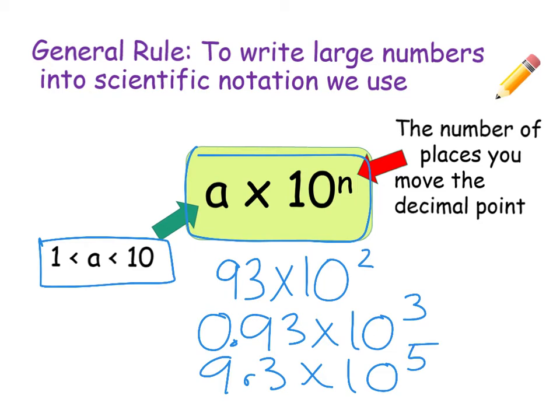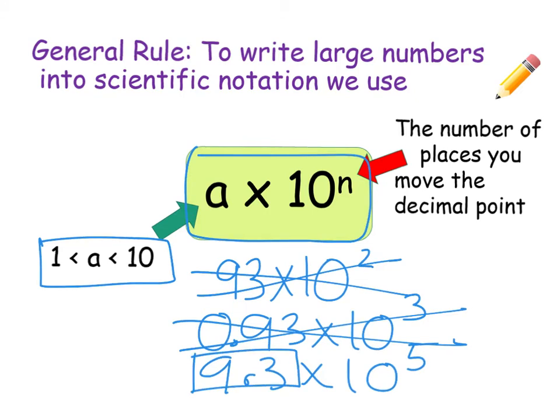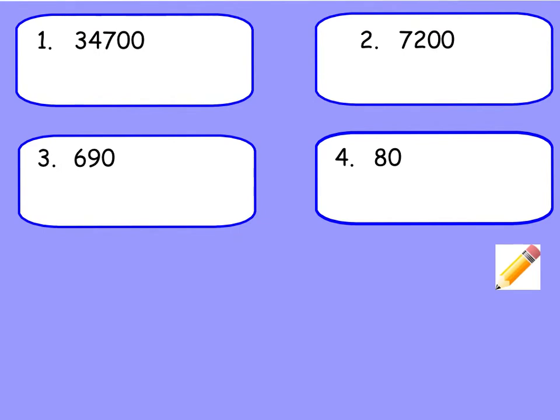Well, not the first one because 93 is not between 1 and 10. And not the second one because that's smaller than 1. 9.3 would work. So this number here should have only one number in front of the decimal point. And then the power tells you how many places you are moving that decimal point, how many places you are either timesing or dividing by 10 by. So let's look at some examples. I want to write each of these numbers in scientific notation.